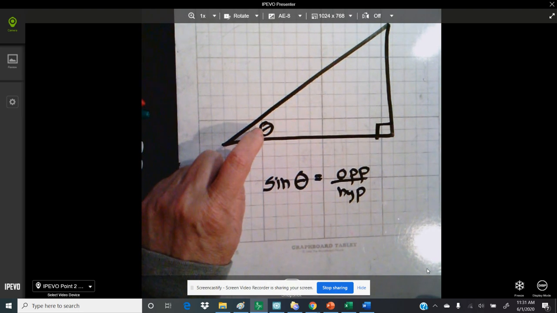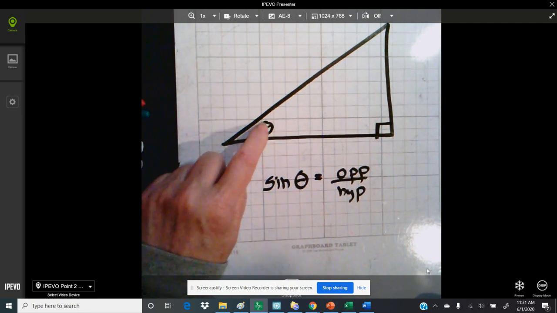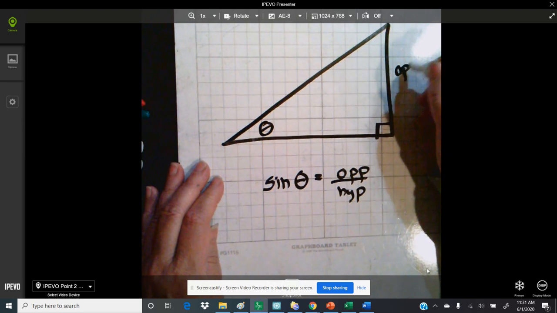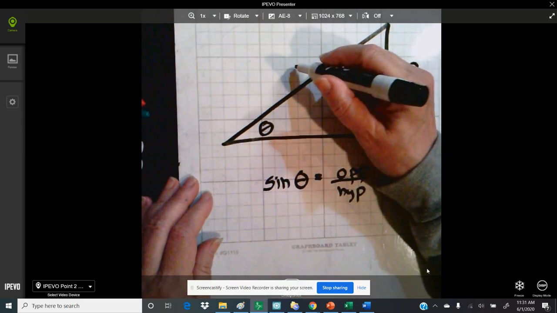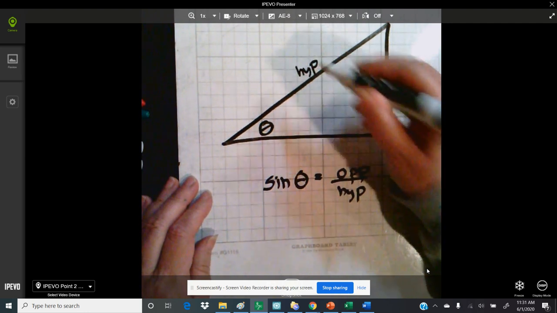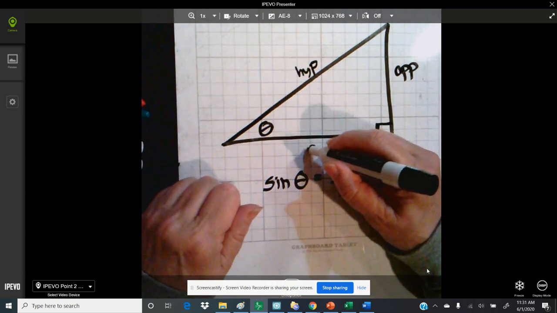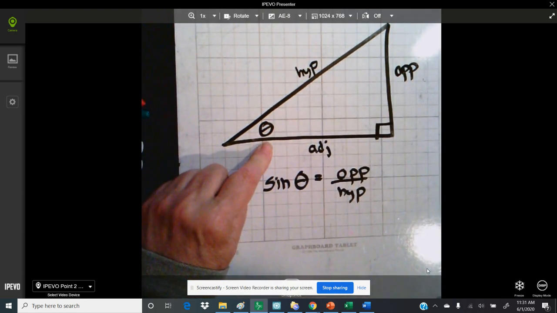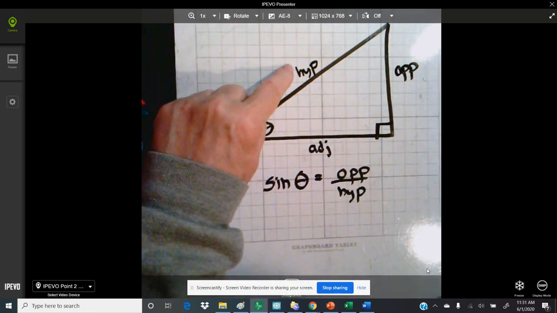And so you always have to know what angle you're looking at. So if this is the angle I'm looking at, the side that's opposite this one will be the side that's furthest away, which would be over here. So this would be the opposite side. And then the hypotenuse is always opposite the 90. That never changes. And then the other side we have is the one that's right next to the angle we're looking at. We're going to call that adjacent. So the sine of some angle is always defined as the opposite over the hypotenuse.